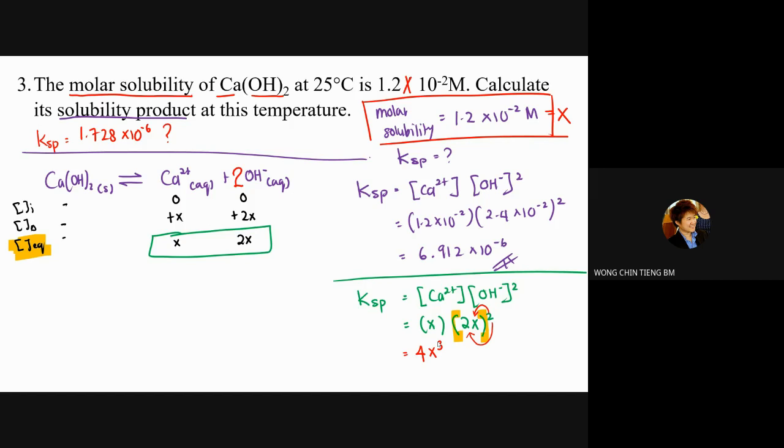Oh God. And I prefer this way bukan sebab dia cepat salah. Tak, bukan sebab dia cepat salah sayang. Sebab kamu kira senang lagi. Kamu hanya tekan calculator sekali sahaja. Okay? Dan you will still get the same answer where your Ksp will still equal 6.912 times 10 to the power of negative 6. Okay?